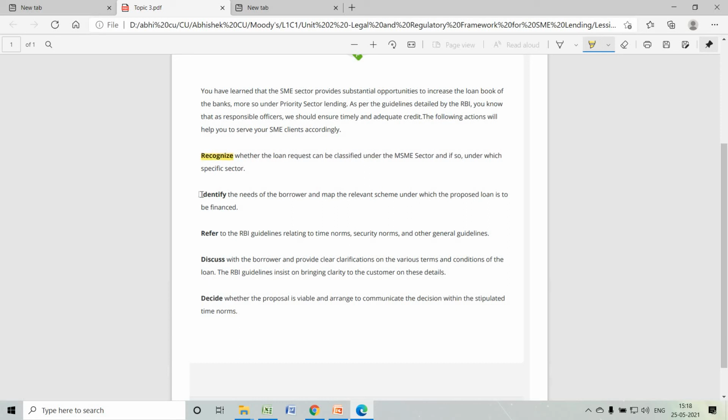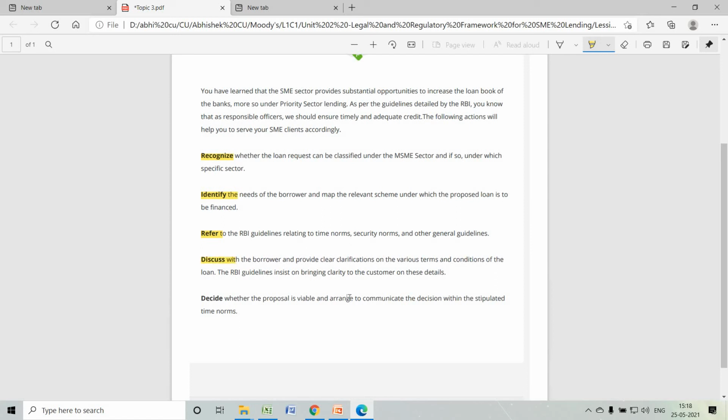Right, so recognize it first, then identify the needs of the borrower and map the relevant scheme under which the proposed loan is to be financed, which we have already studied. You have to identify the needs of the borrower and make sure under which scheme this can be given. Then refer to the RBI guidelines relating to time norms, security norms and other general guidelines.